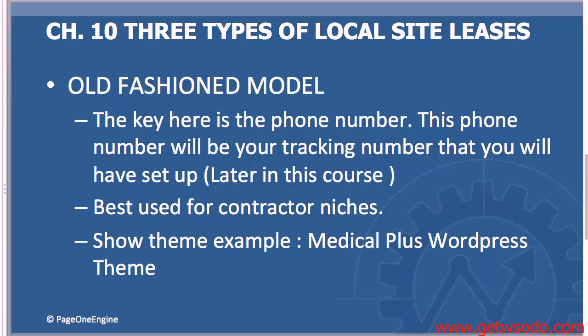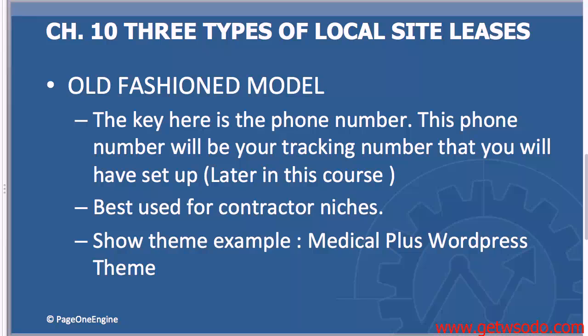The key to the old-fashioned model is the actual phone number itself. Now this phone number will be your tracking number that you have set up. Don't worry, we'll talk about this later in the course. This model is best used for the generic contractor niches. I'm talking about plumbing, gardening, or water restoration. Something more generic. Now you probably don't want to use the old-fashioned model on niches like breast augmentation or plastic surgeon, where the user wants to get to know the doctor more and his qualifications.